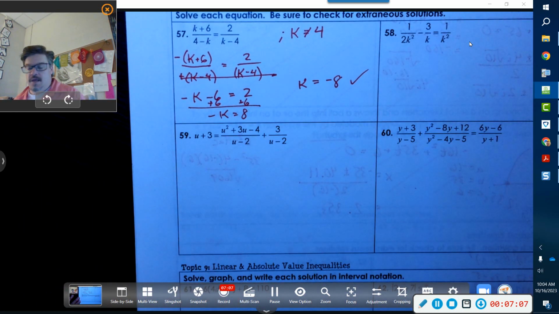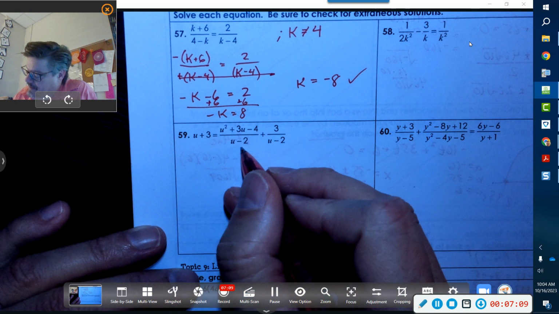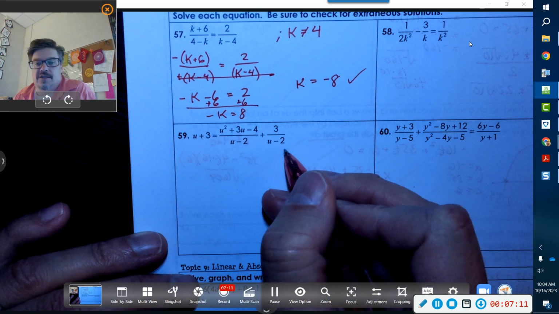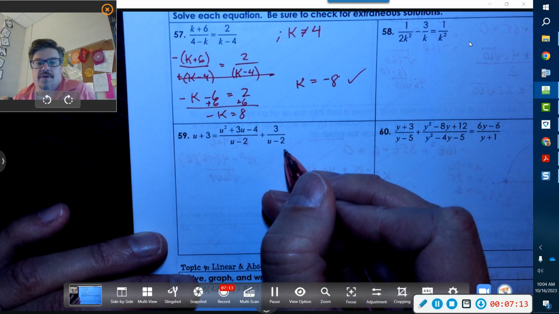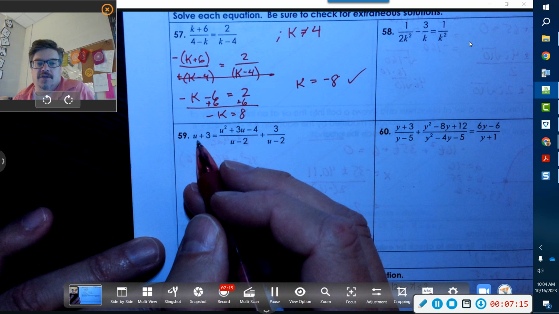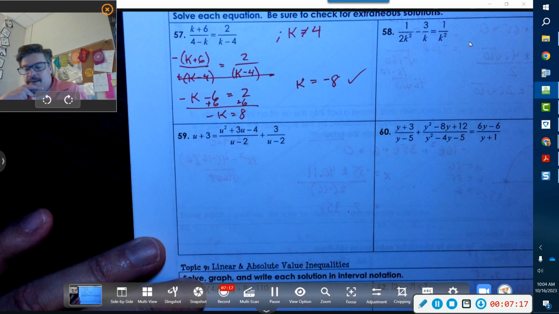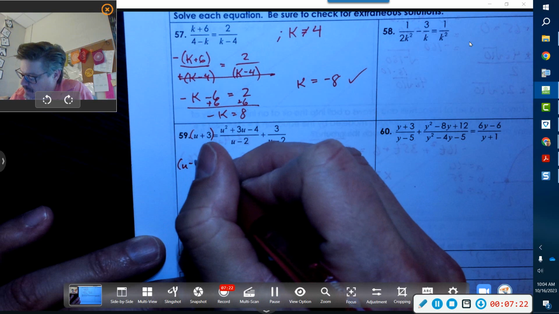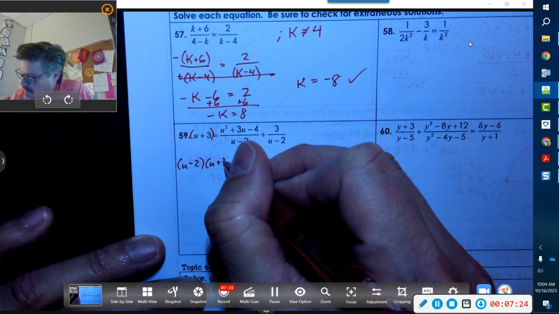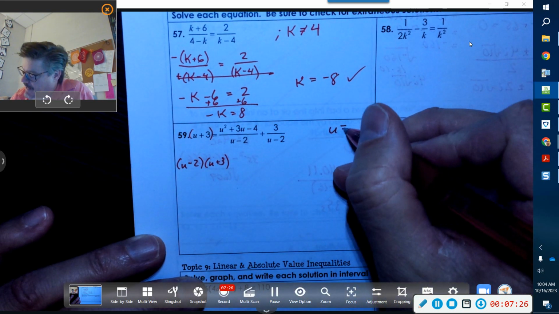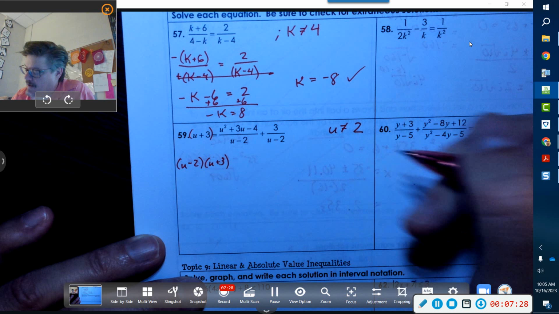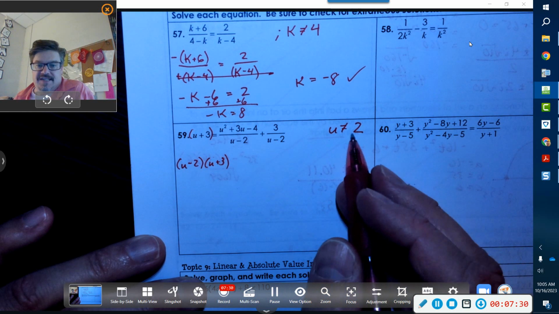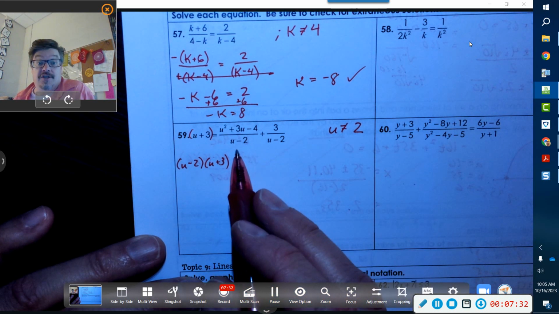Next one. This guy has a u minus 2. He has a u minus 2. So if only this guy had a u minus 2. So we are going to have to give this guy a u minus 2. Now our u cannot equal positive 2. So watch out for this as an answer, because 2 would be a division of 0.